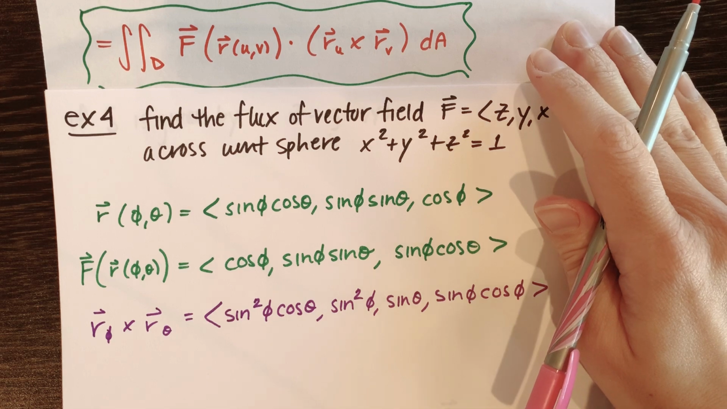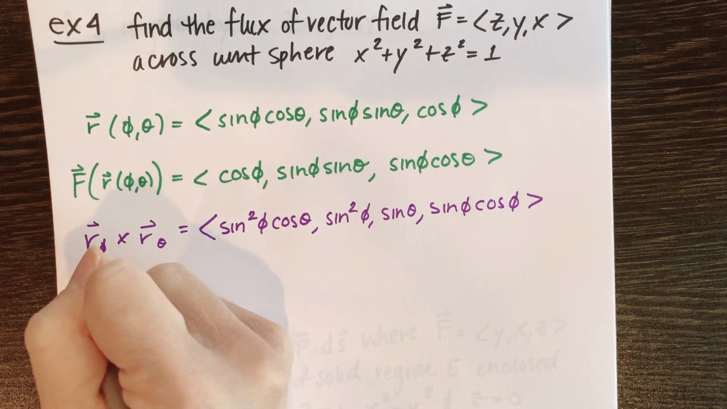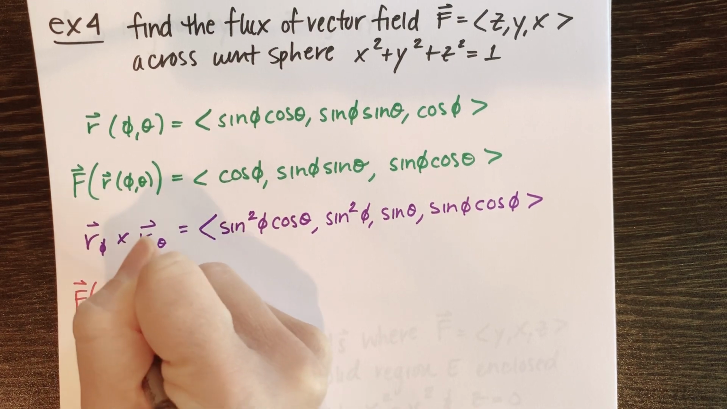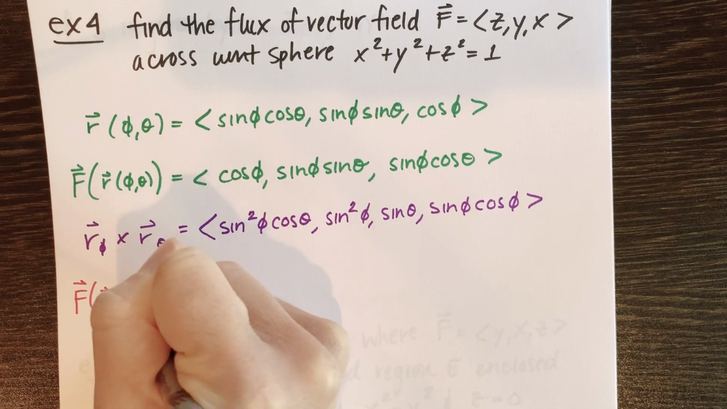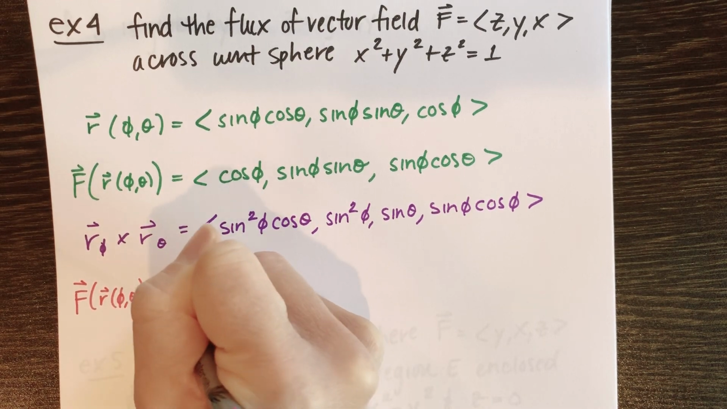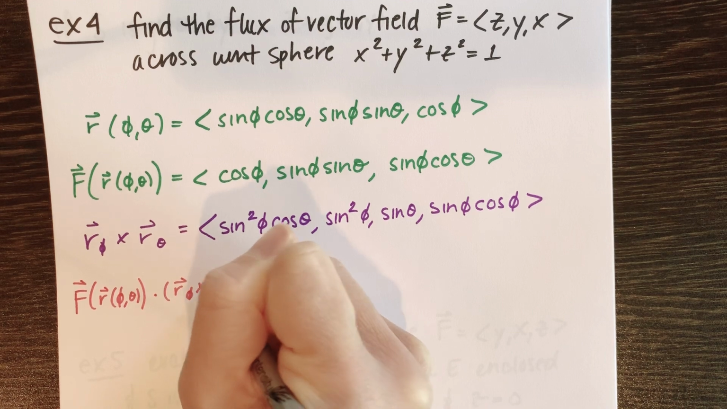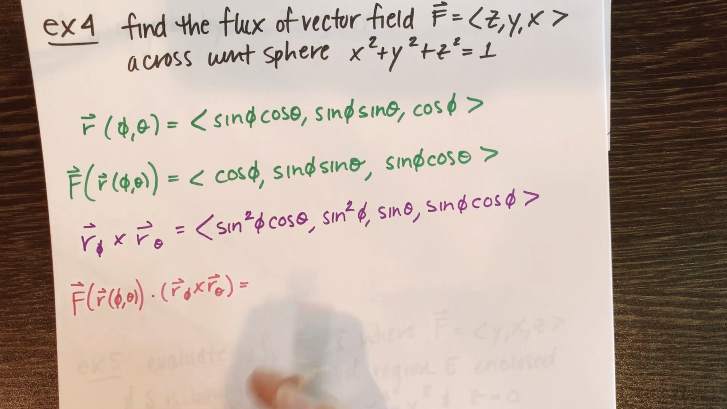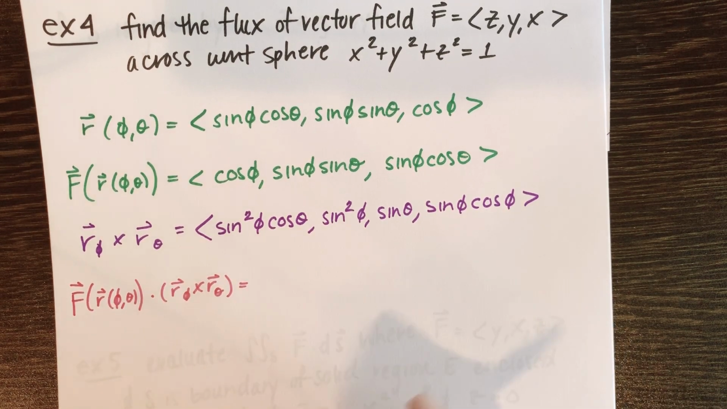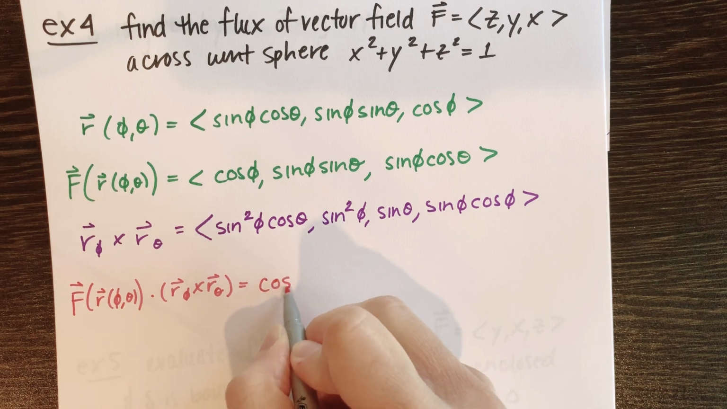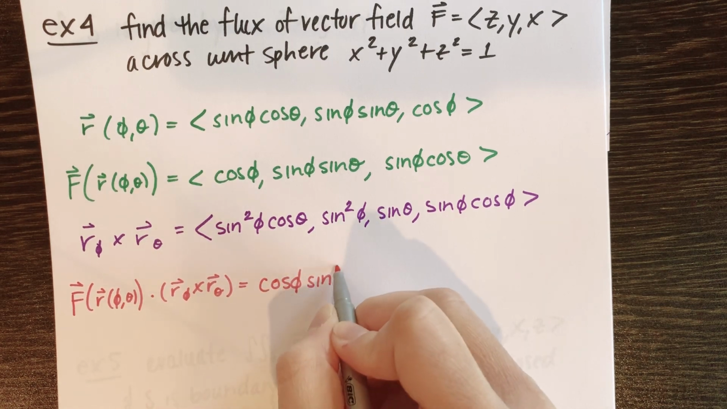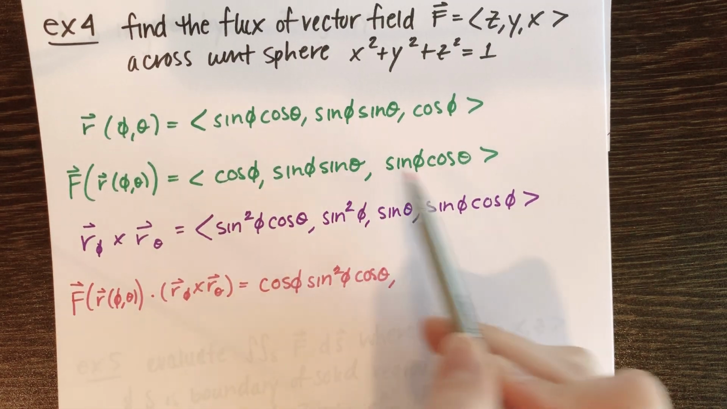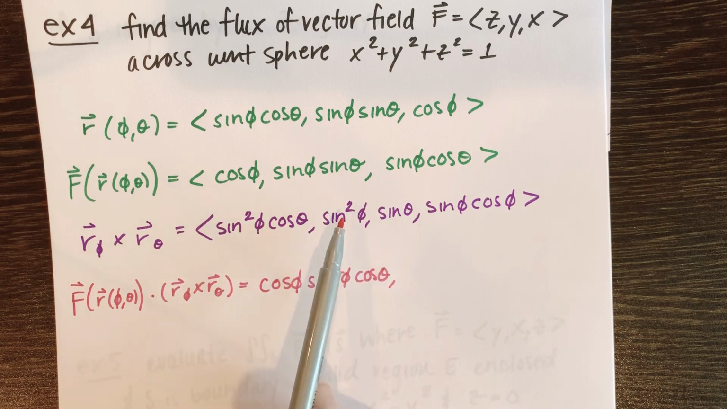Okay, so now I'm doing the dot product. So I'm doing F dotted with my cross product. So this is what I end up getting. It's a dot product, so it's not going to be a vector. It's just going to be a scalar quantity. So I'm going to get cosine phi sine squared phi cosine theta. Right? I'm doing the dot product of these two. Then what am I going to get?